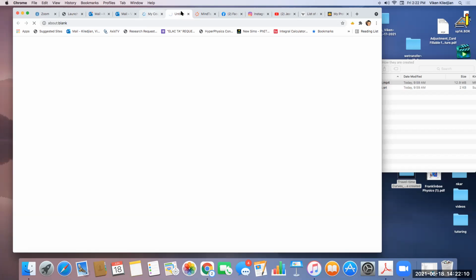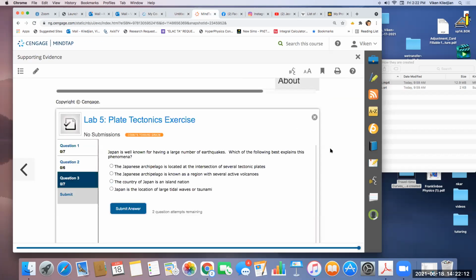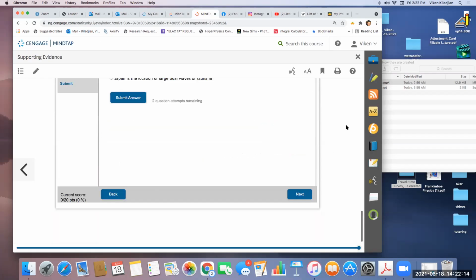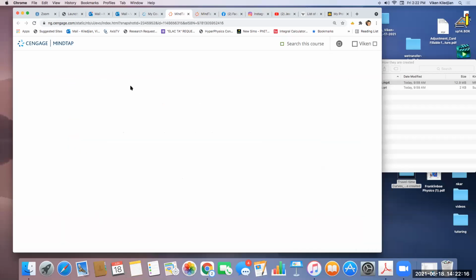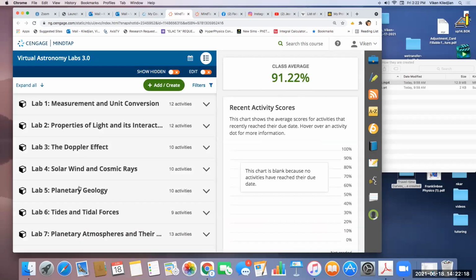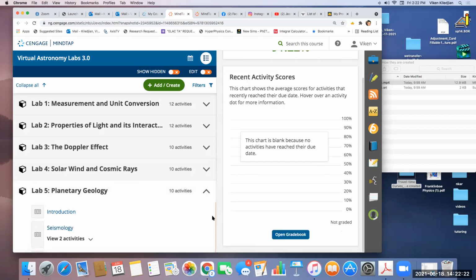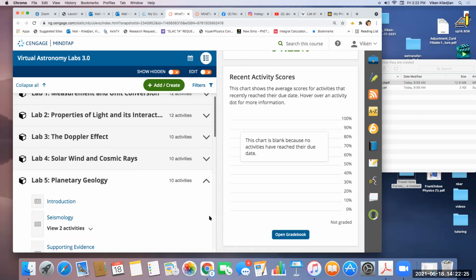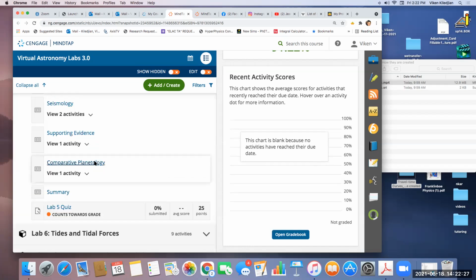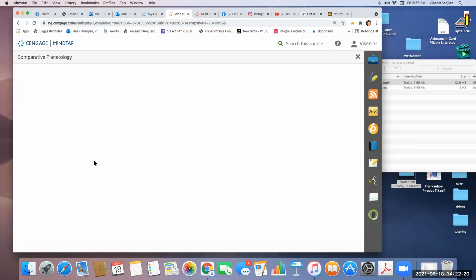I think we are done with that part, aren't we? Yeah, there's no arrow here. So then we're going to go back to the planet geology, the last activity here. Comparative planetology.